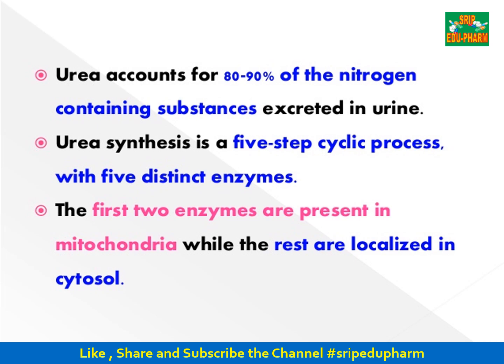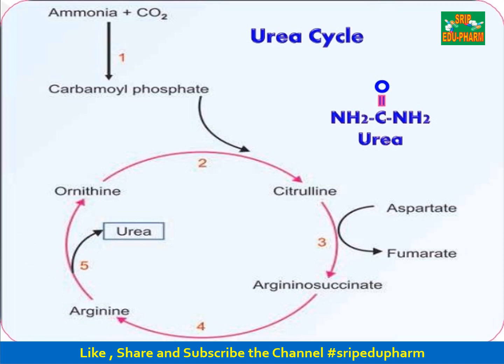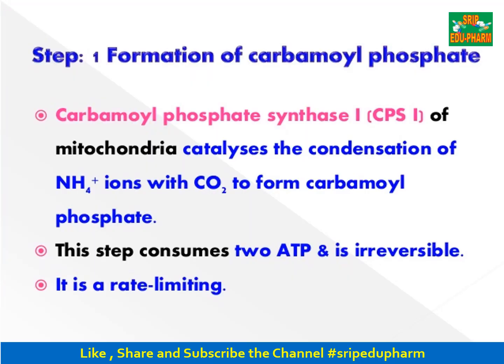Okay, this is the overall urea cycle. So let's go through these 5 steps one by one. Okay, so let's start. First step, formation of carbamoyl phosphate.